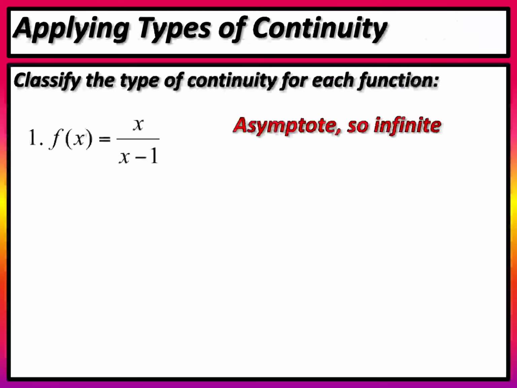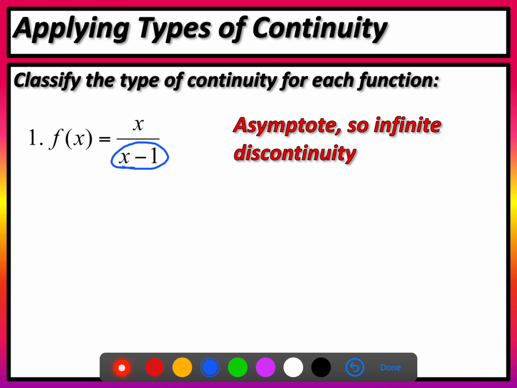So we want to identify our types of continuity. I'm looking at this first function, and this is going to be an infinite discontinuity because in my denominator, x equals 1 is going to make this undefined. So on the graph, you would have a vertical asymptote, which means you would have to jump over that value. You would have to skip that value in your domain, and therefore you could not graph the entire function without picking up your pencil.